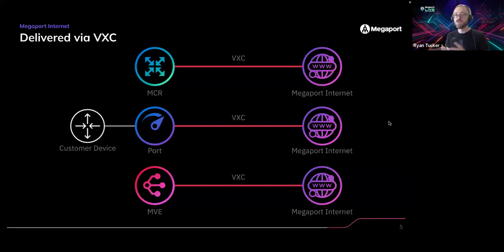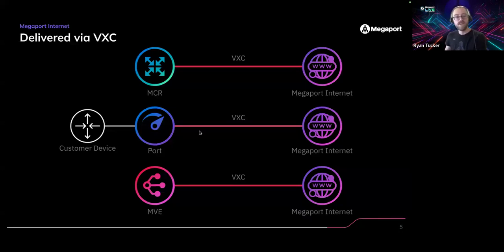So it works the same way as all the other services in that from a port, an MCR or an MVE, so Megaport Cloud Router or Megaport Virtual Edge, you can create a VXC from that endpoint to this endpoint. It's just in this case now that endpoint's the internet, and you get a public IP address on that interface, and you can use that for whatever it is you might need.